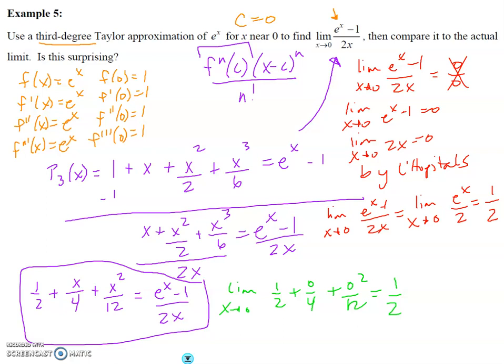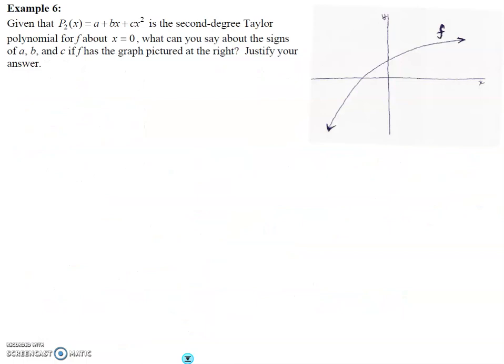Example 6 is basically asking us to interpret what a polynomial is telling us and what a graph is telling us. So it says, given that the second degree polynomial is equal to a plus bx plus cx squared, centered about 0. So we're looking here. So this is where x is equal to 0. So that's the spot that we are focused on.